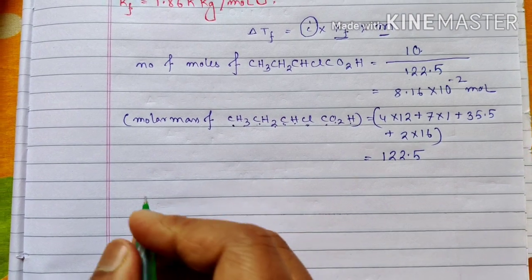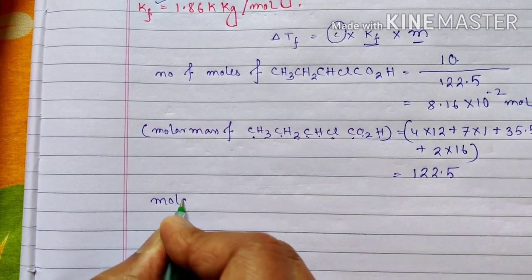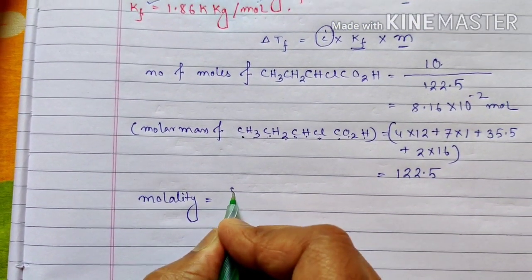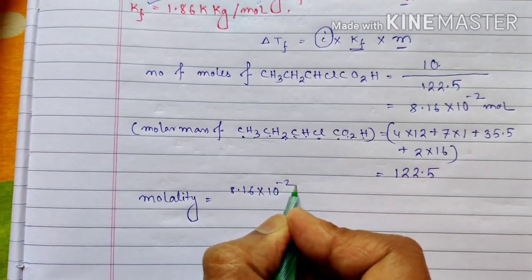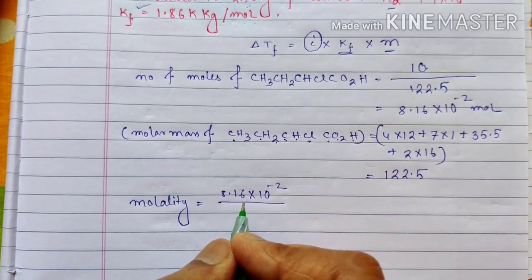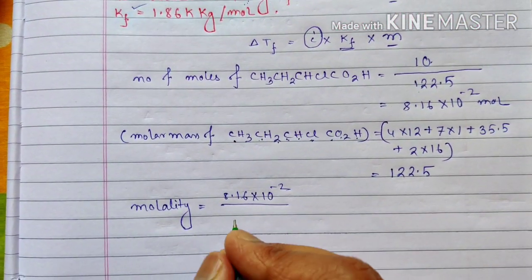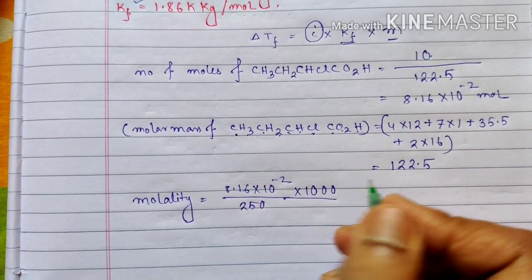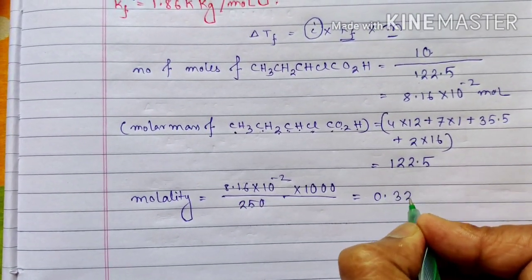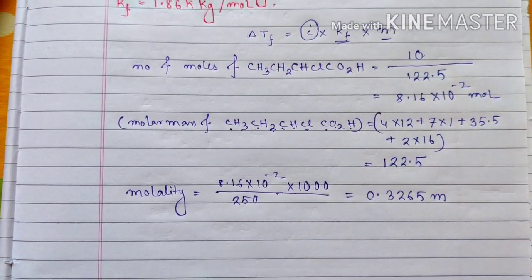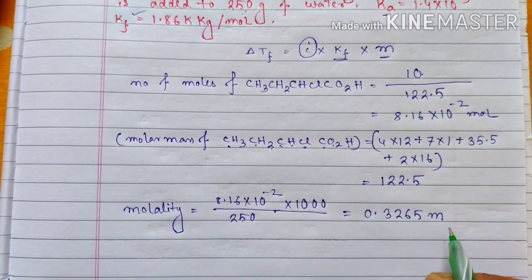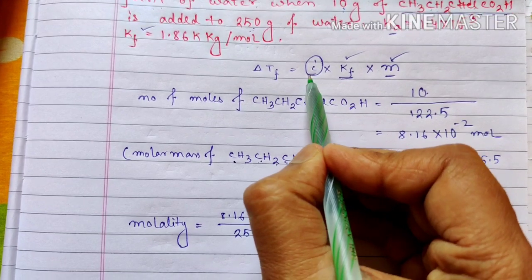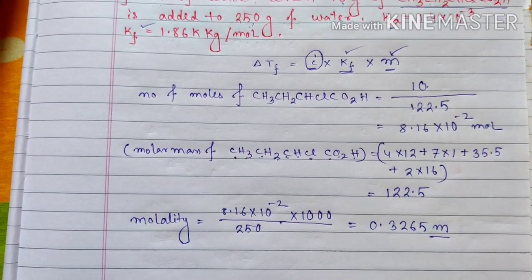Now if we calculate the molality, it should be the number of moles, that is 8.16 into 10 to the power minus 2, divided by the amount of water in which it is dissolved, 250 gram. So divided by 250 into 1000. If you calculate this, you will get 0.3265 molal. Now we are getting the molality, that means we have m as well as Kf. Now the question is, what will be the value of i?